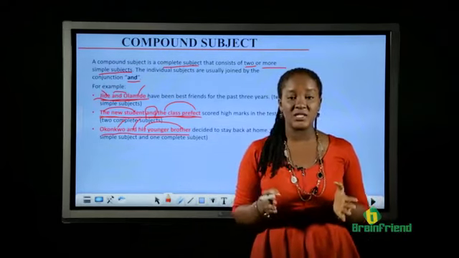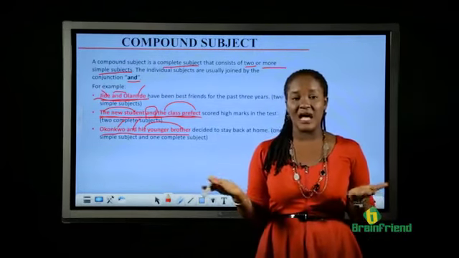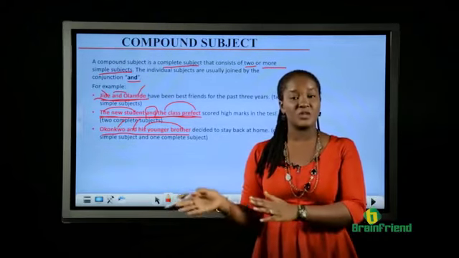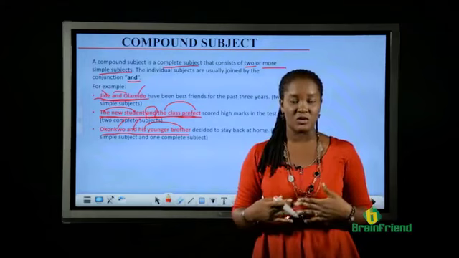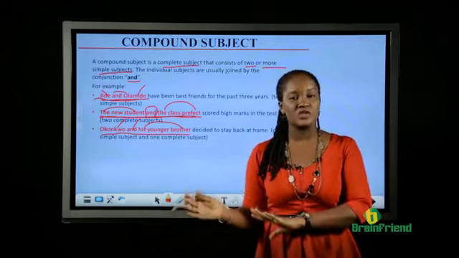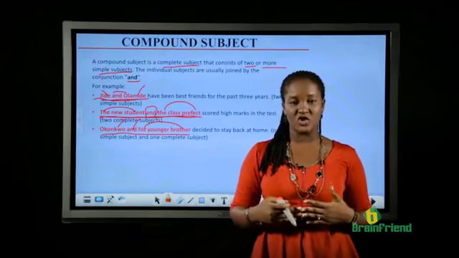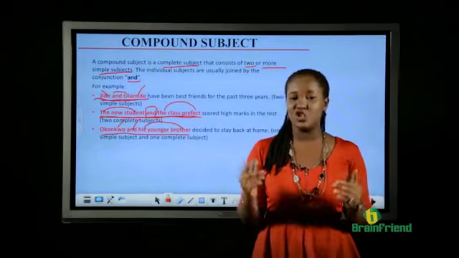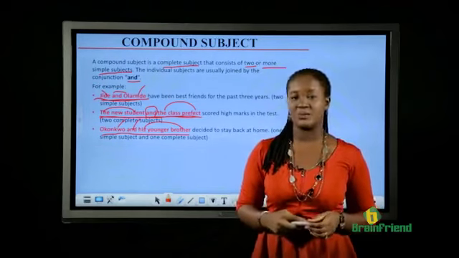For compound subjects, you can have them expressed as one simple subject and another simple subject joined by a conjunction, or one complete subject and a single subject joined by a conjunction, or two complete subjects joined by a conjunction.